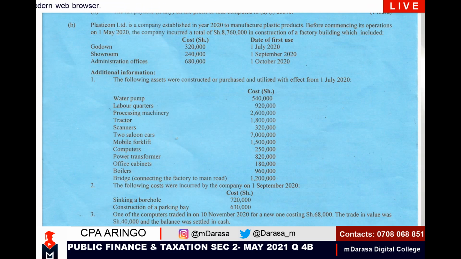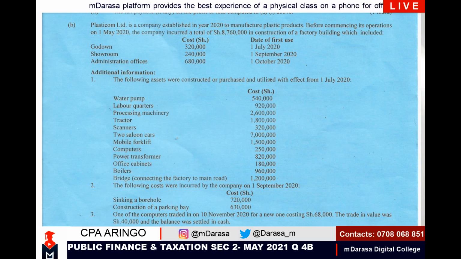Computers, WTA class 2. Power transformer, at this point now, it's upon you to reason practically. What will a transformer do? Ideally, it will generate power to be used. To be used where? You are dealing with manufacturing. So you are going to assume that it's going to be used in manufacturing and also running other operations of the business. So the ideal place that you can place power transformer is under ID.